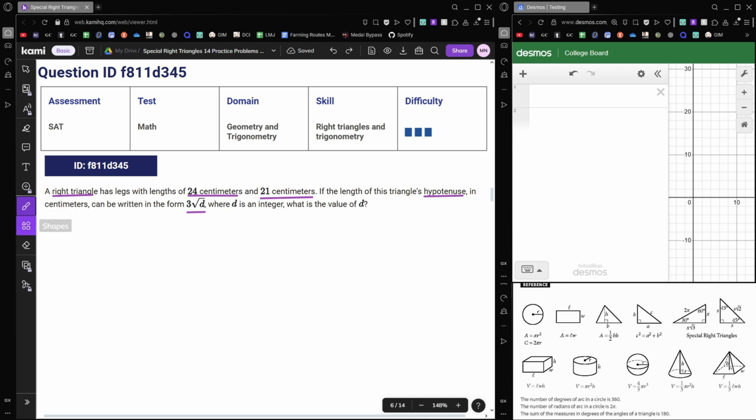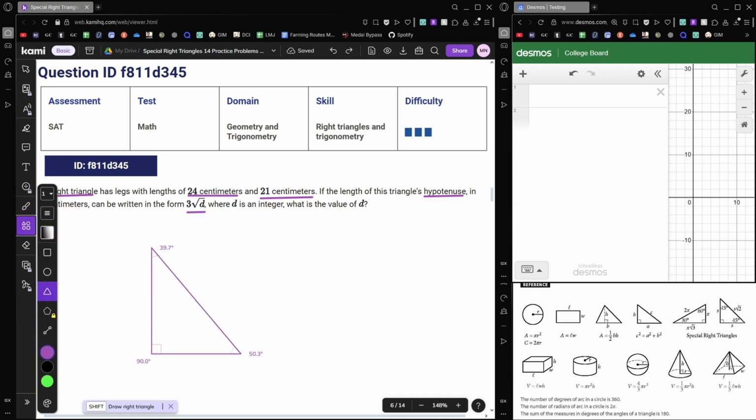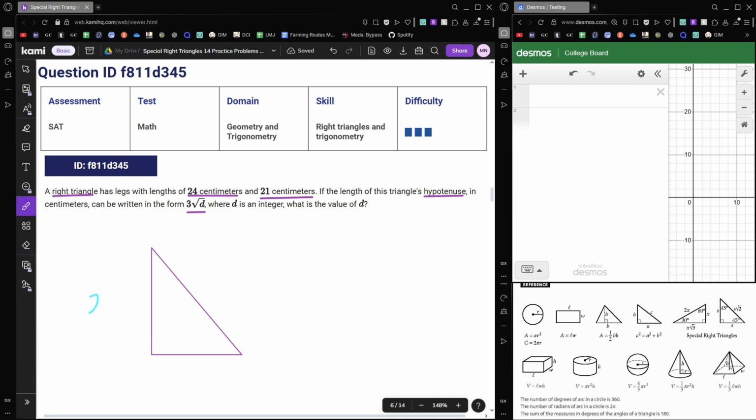So here we know we have a right triangle, and we know that one side has a length of 24 centimeters, the other side has a length of 21 centimeters, and the hypotenuse has a length of 3 square root d centimeters. And it's a right triangle, so let me put my right angle here. Once again, we're trying to find a side in a right triangle, so all we have to do is use the Pythagorean theorem. This once again is not a special right triangle. I don't know why this is here.